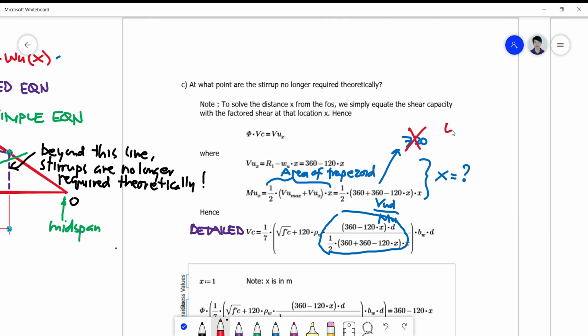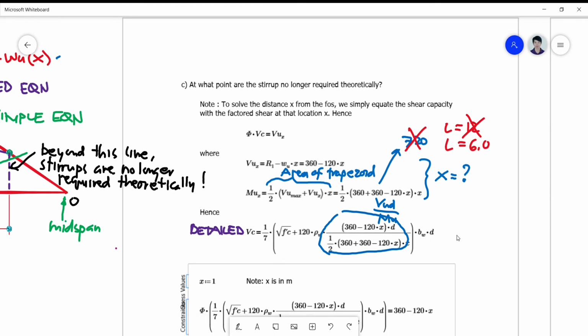Because I used L equals, I think, 12. Okay, so this is wrong. L is only 6 meters. So I apologize for such error. Okay, so BWD here is actually given, so we have no problem with this.